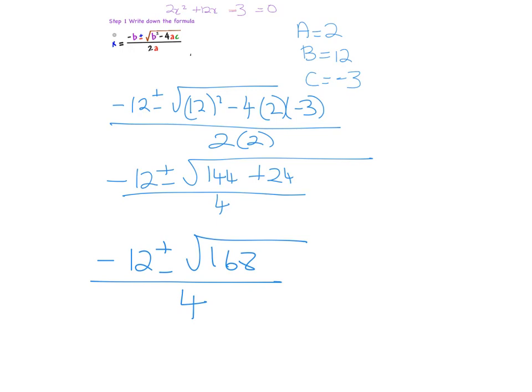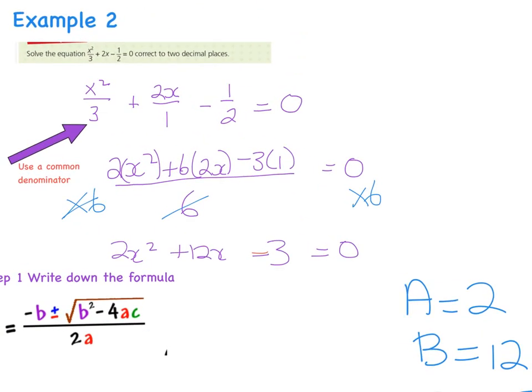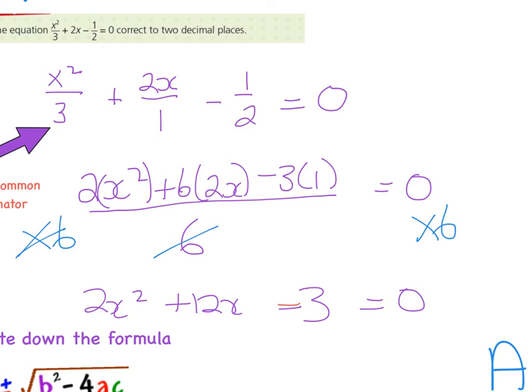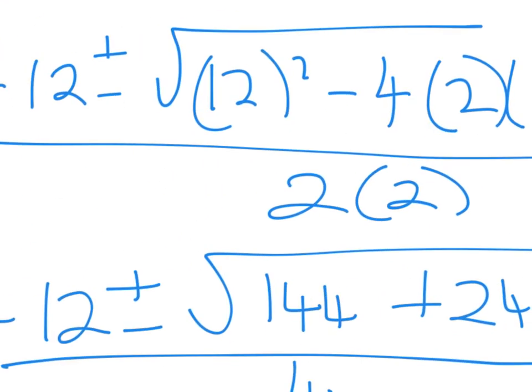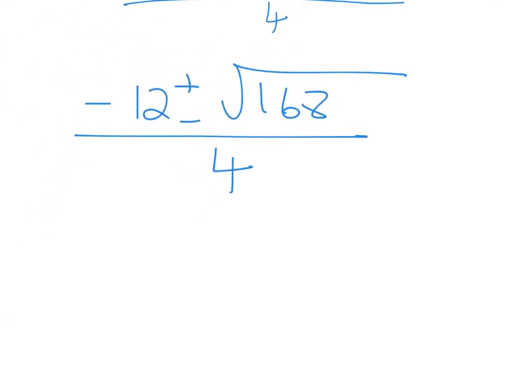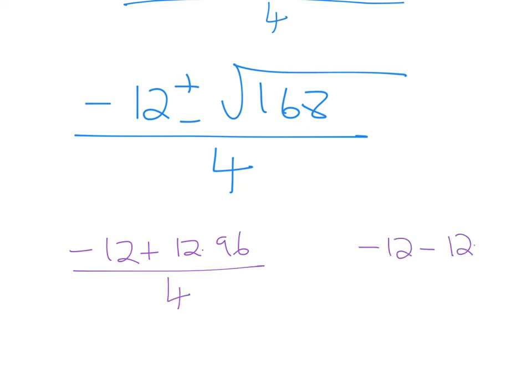They asked in this question, if we go back to it, to leave it to 2 decimal places, so we will be working out our surds in this case. So down I go. And the square root of 168, I'll have to get my calculator out. Square root of 168 equals 12.96. So it is minus 12 plus 12.96 all over 4, and minus 12 minus 12.96 all over 4.